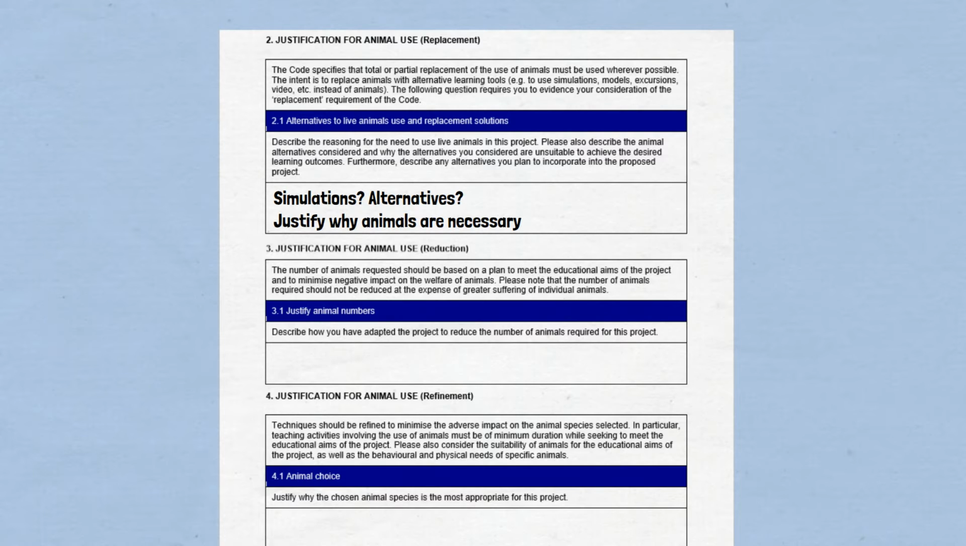What is the minimum number of animals that are completely necessary for your project to be successful? If you need more than one animal, you need to justify why this is necessary. For example, if your project requires a class of students to handle animals, you may decide that 2 is best to reduce the amount of handling and stress each animal is subjected to.